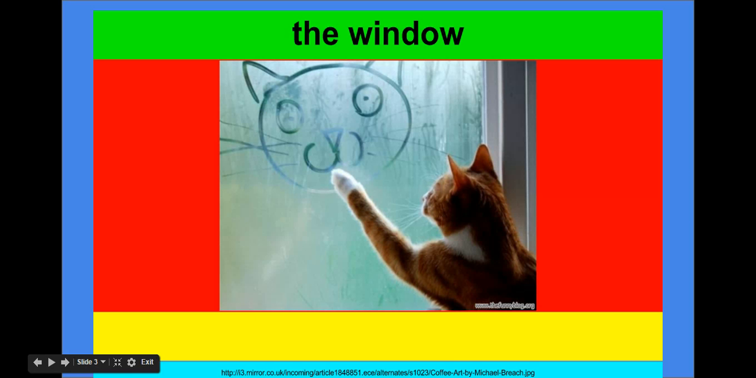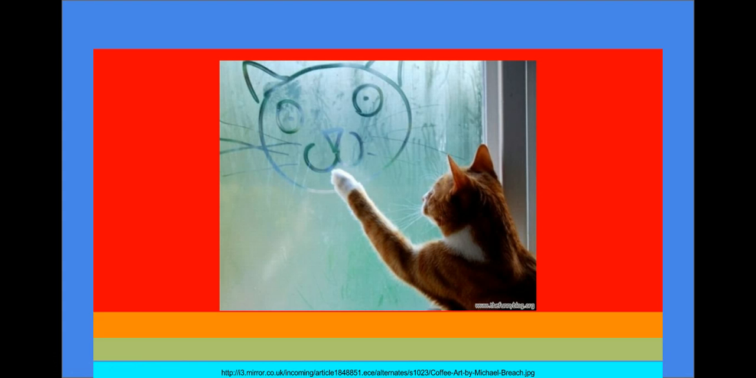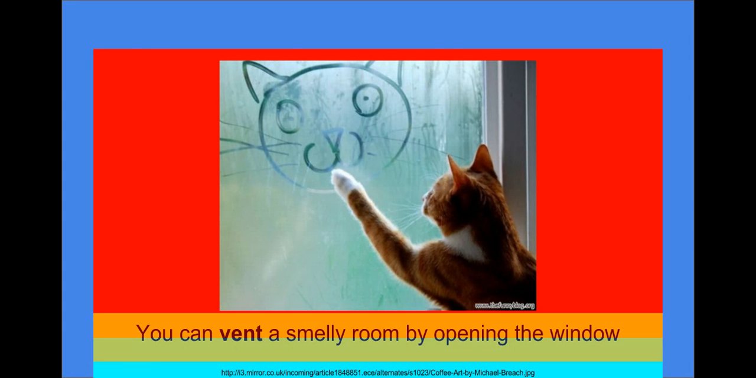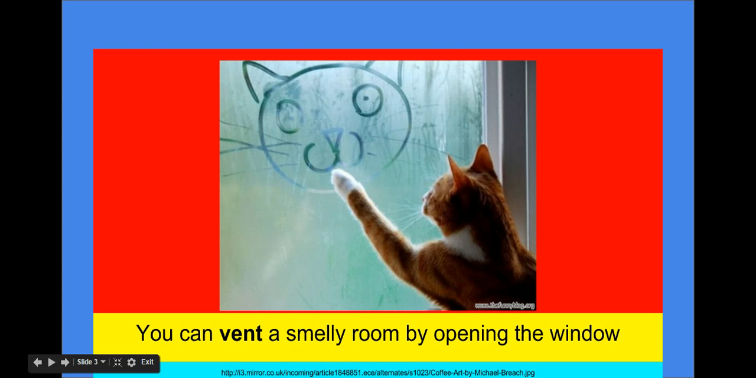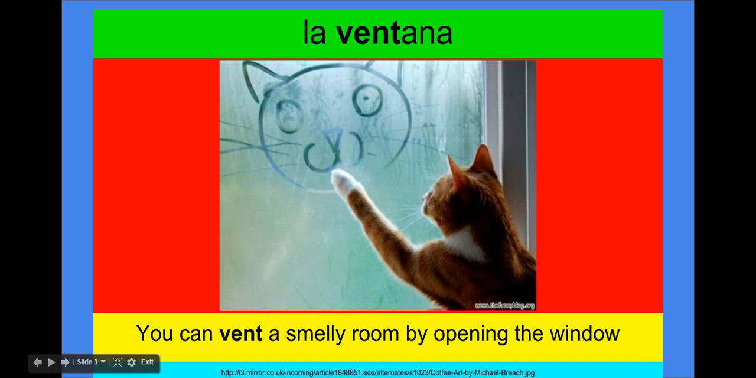Here's an example of a first flashcard. The window. Here's a picture of a window. When I click once, the window's going to go away. When I click again, that's going to go away. When I click again, we're going to get a mnemonic device. You can vent a smelly room by opening a window. My hint here is the word vent. So I know vent must have something to do with the Spanish word for window. Click it again and you'll find out. Yes, of course, la ventana, vent, la ventana. So the Spanish word la ventana, I'm going to remember by venting a smelly room.